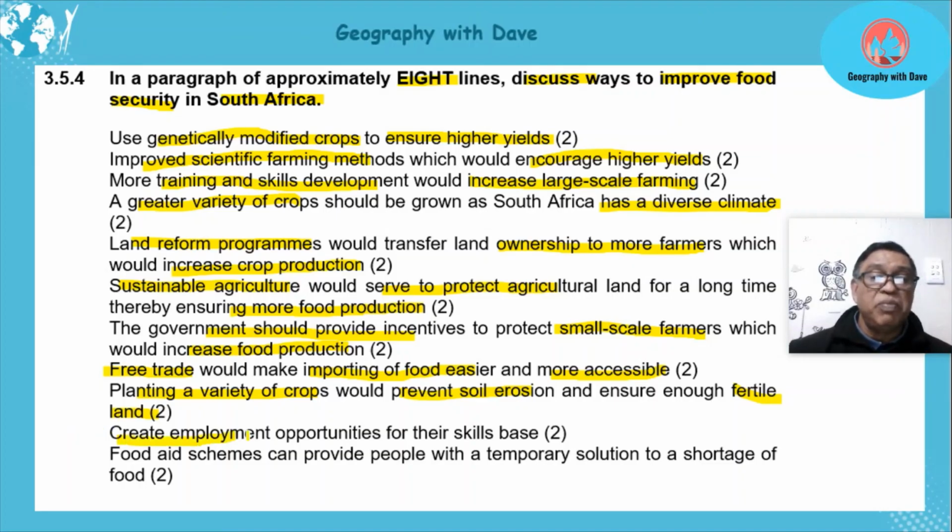Create employment opportunities for their skill base. I look at it this way, all right? We need to create employment opportunities in our country. Decrease the unemployment rate. I would look at it that way, because if we decrease the unemployment rate, you understand, more people working, they will be able to afford nutritious food, okay?